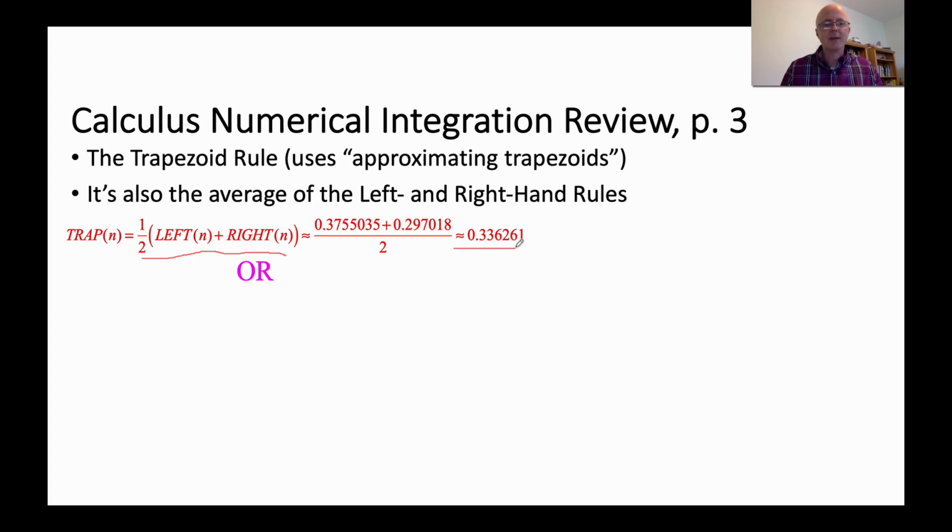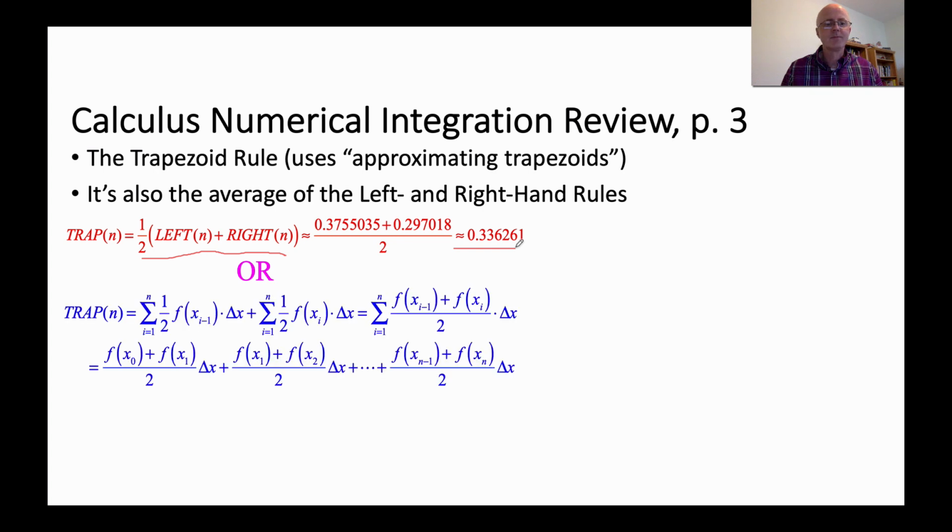You can also write this in terms of summations. You can plug in the formulas for the left and right in terms of summations and multiply the 1/2 through both to get this here and this here. And then you can combine those summations together to say you're summing the product of these averages times delta x.